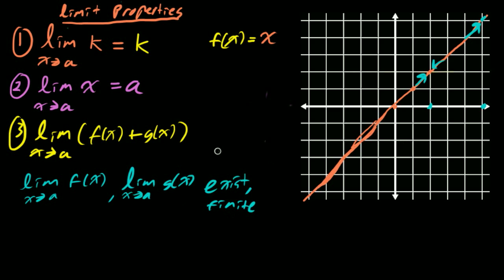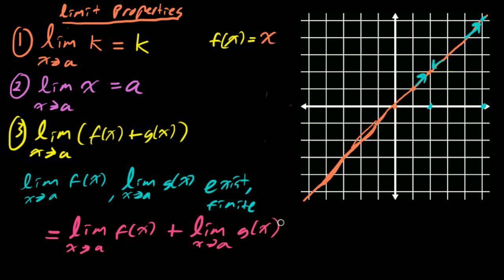So what this is going to be equal to is, as x approaches a, we can actually distribute this limit operator amongst these two functions. And we can say that this is going to be equal to the limit as x approaches a of f of x plus the limit as x approaches a of g of x.